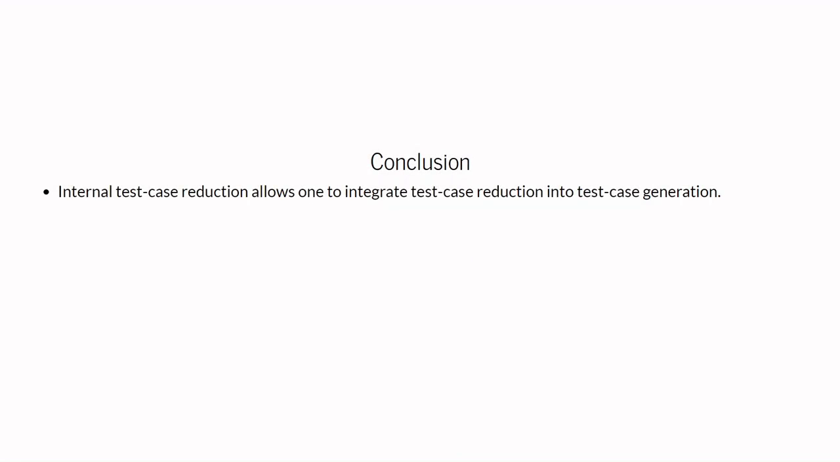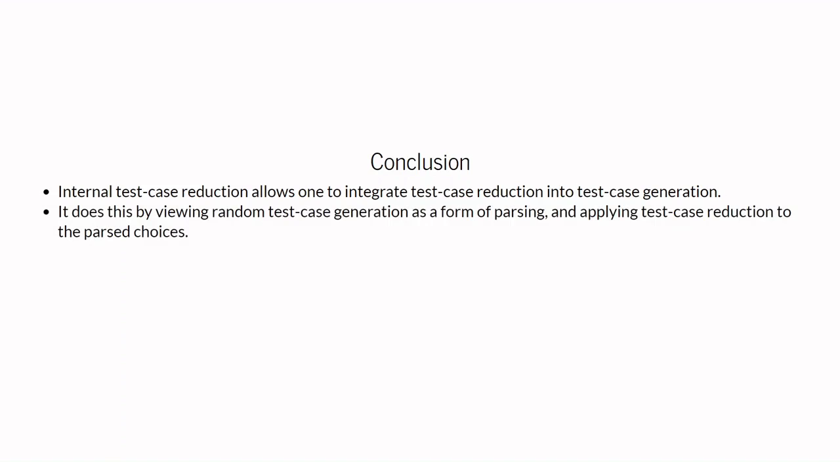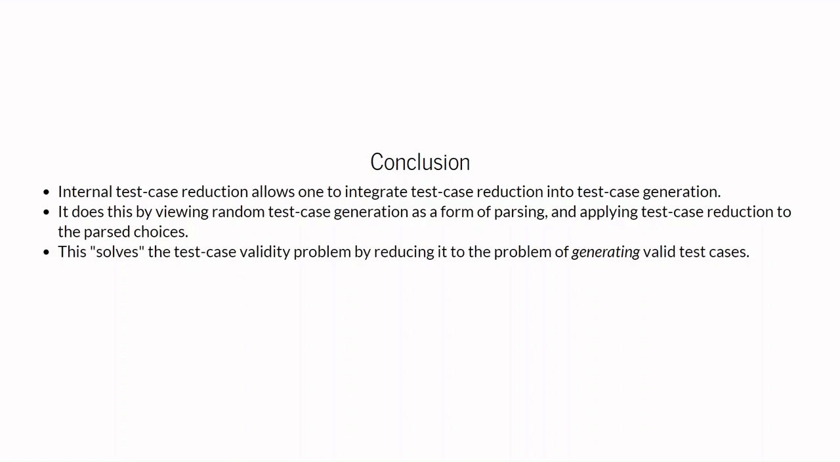Just to conclude, internal test case reduction is the approach we're using in Hypothesis. You can use this to integrate test case reduction into any random test case generation you like. You do this by interpreting the random test case generation as parsing and applying conventional test case reduction to the parser. This solves a large class of test case validity problems that we run into in property-based testing by maintaining this guarantee that reduced test cases could in principle have been generated.